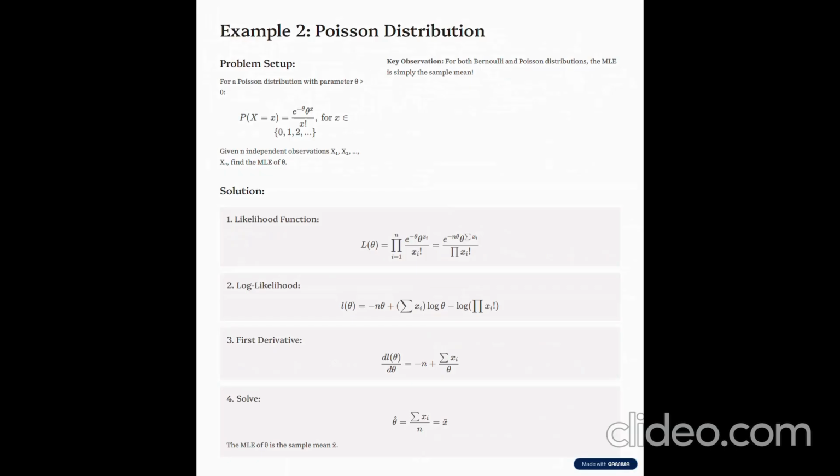Then the steps are: the likelihood function, then take the log likelihood function, then take the derivative and equate it to 0. The maximum likelihood estimator of theta is the same as for the binomial. It is also the sample mean.